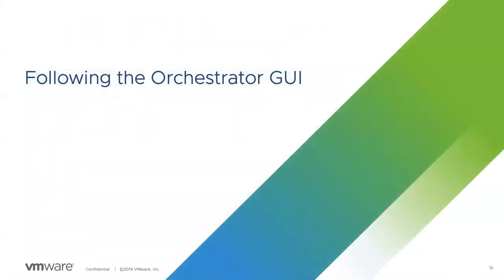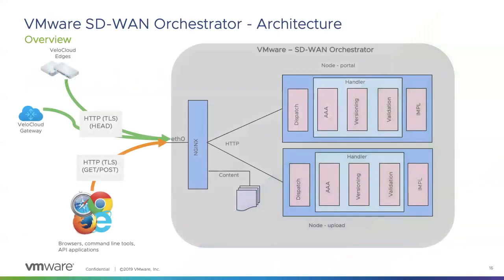All right, so let's make it a bit more interesting, see how we can actually follow the orchestrator GUI. But before we do that, I would like to take just a really 10,000-foot high-level overview of the orchestrator architecture in regards to the API, right? So in a nutshell, the orchestrator is a virtual machine that is front-ended by an Nginx web server. And from here, you're going to get the communication from edges, from gateways, as well as the GUI, right?